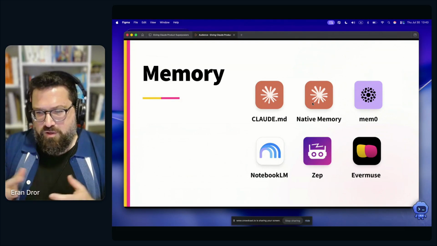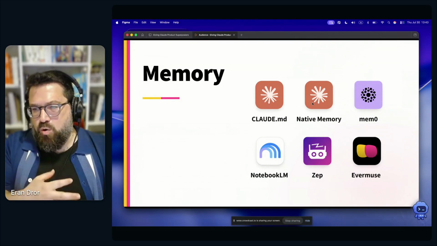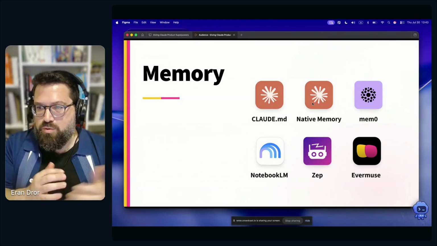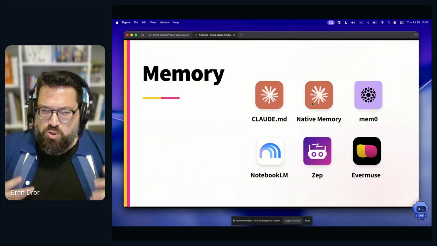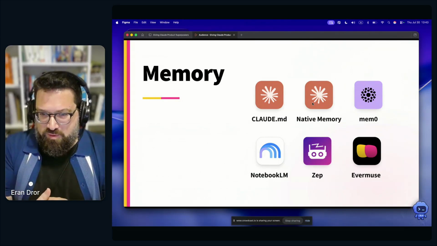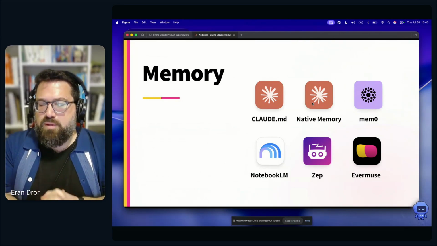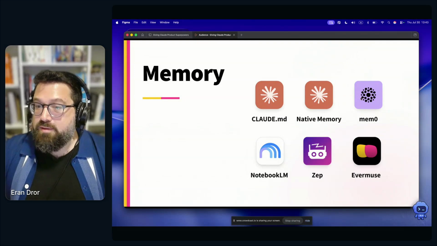So it doesn't remember every call. Now you can ask it to go and look for past conversations, and it can do it, but it doesn't feel like you're talking to a person that actually remembers. So that's what Mem0 is trying to solve.